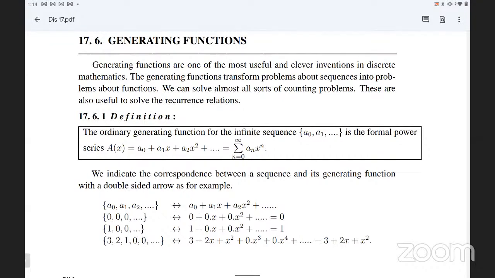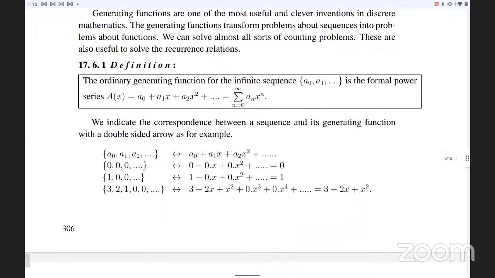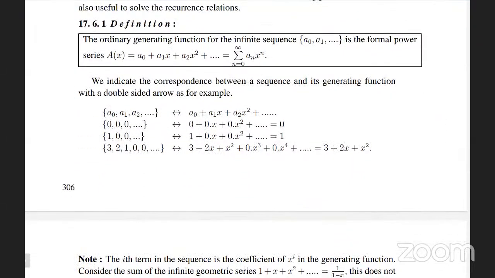The ordinary generating function for the infinite sequence A0, A1, and so on is the formal power series in x, the sum of all the terms. We can write A0 plus A1x plus A2x squared plus so on, that is, the summation for n equal to 0 to infinity of a_n times x to the power n. Between the sequence and its generating function, we use a double-sided arrow. For example, A0, A1, A2, and so on corresponds to A0 plus A1x plus A2x squared plus so on.